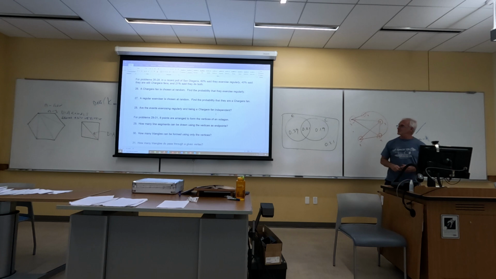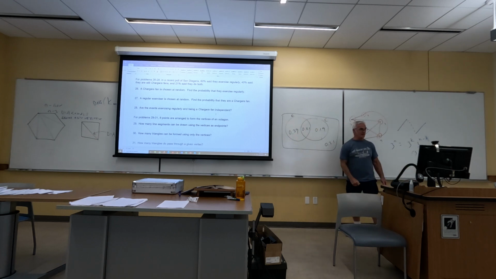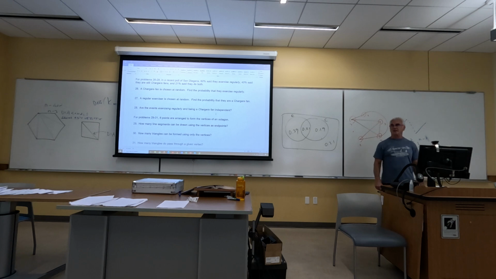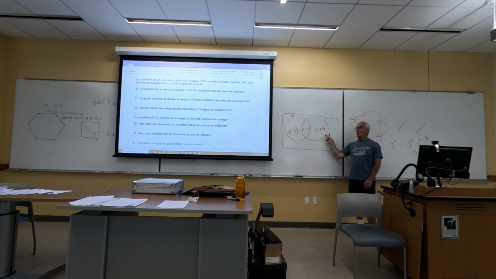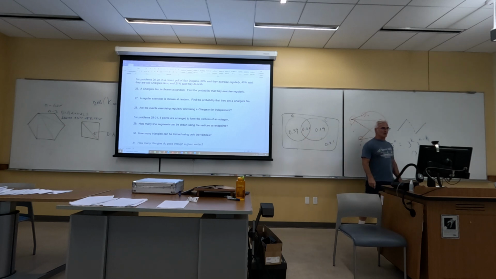A Charger fan is chosen at random. What is the probability that they exercise? 0.21 over 0.4. Everybody got that? Why? Because my sample space changed to only Charger fans. So my denominator is the probability of Charger fan only. My numerator is the probability of the intersection. This is conditional probability.